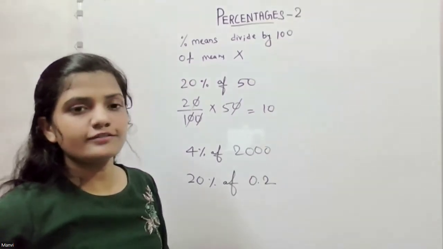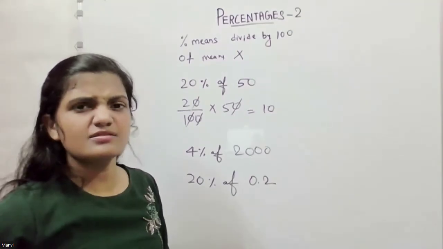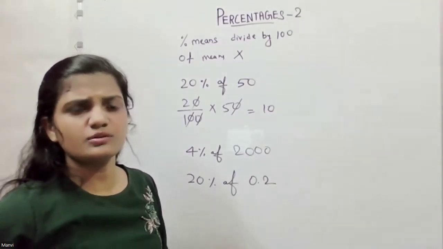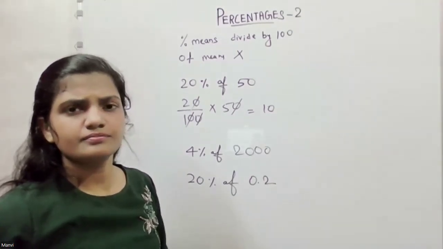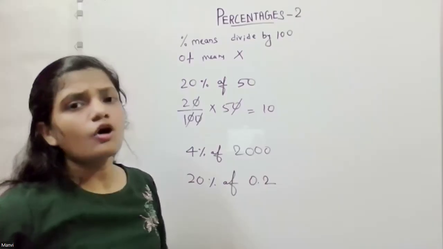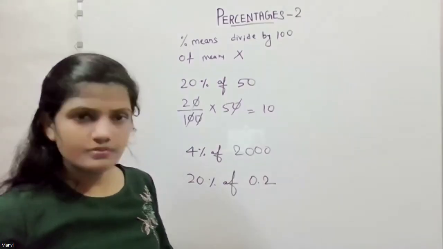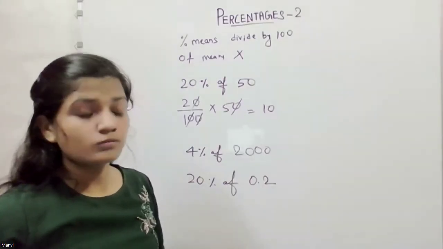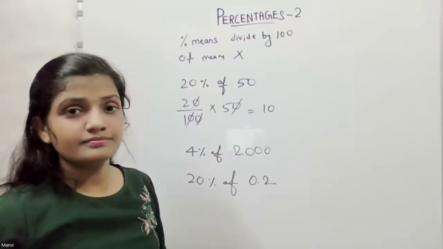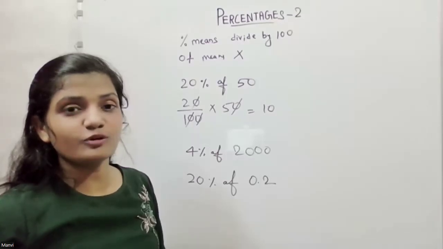If you are unable to convert and simplify, then try to keep it in decimal only. Okay. I got 0.4. No, I think you forgot about one more 0.